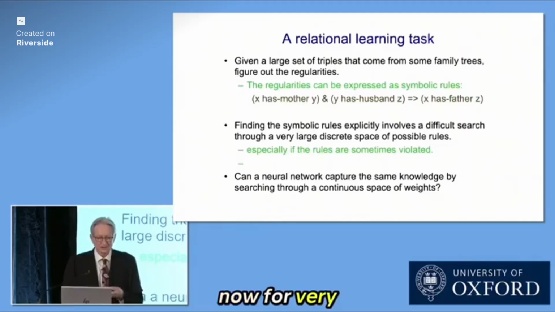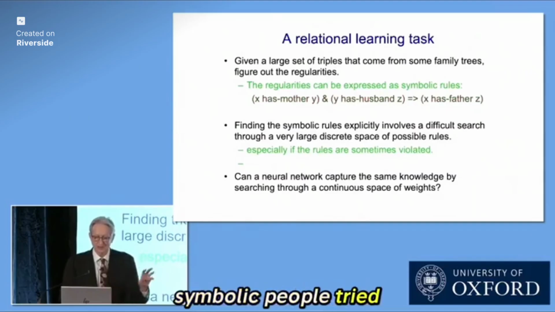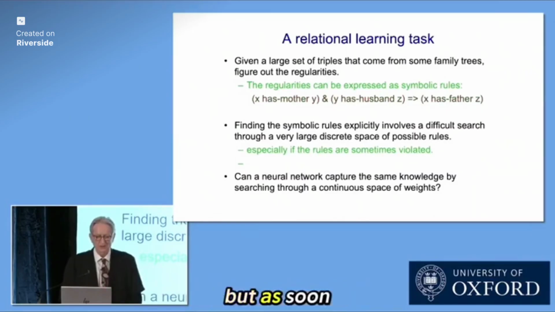Now, for very discrete rules that are never violated like this, that might not be the best way to do it. And indeed, symbolic people try doing it with other methods. But as soon as you get rules that are a bit flaky and don't always apply, then neural nets are much better. And so the question was, could a neural net capture the knowledge that a symbolic person would have put into the rules by just doing backpropagation?